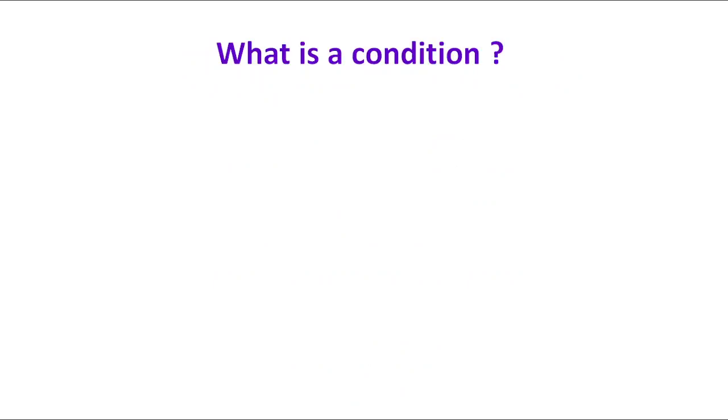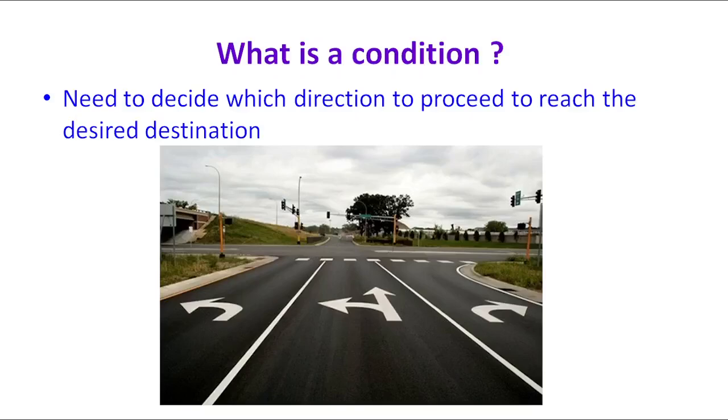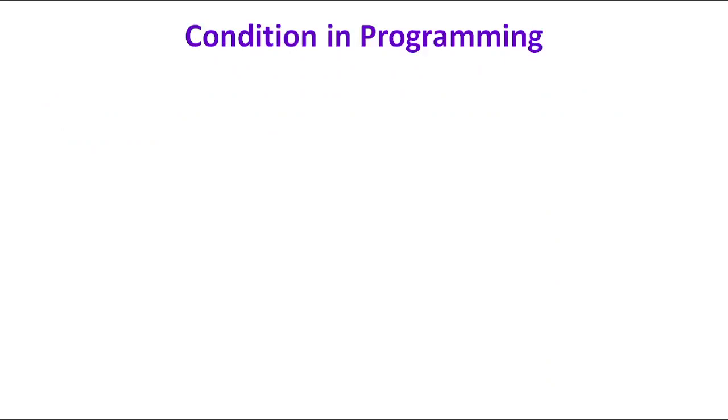First, what is a condition? A condition is like a road junction that we approach during a journey. We need to choose a path to proceed among the multiple paths available to reach the desired destination. Similarly, in programs also, such needs arise frequently that the compiler needs to choose an execution path based on the outcome of some conditions.